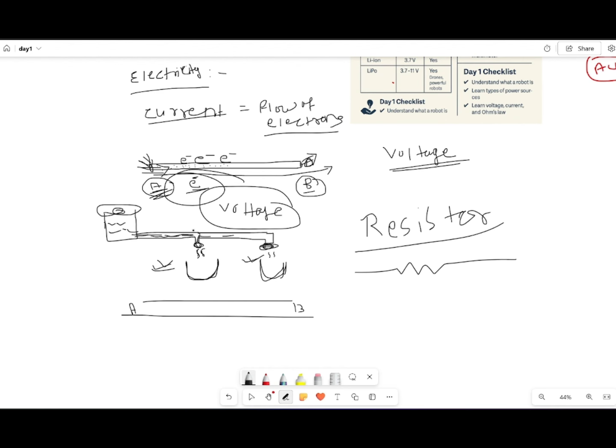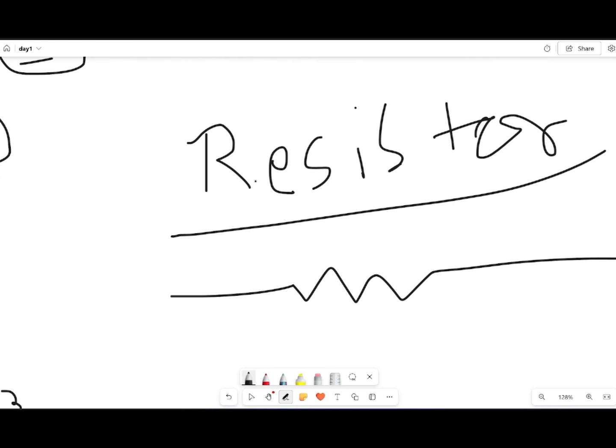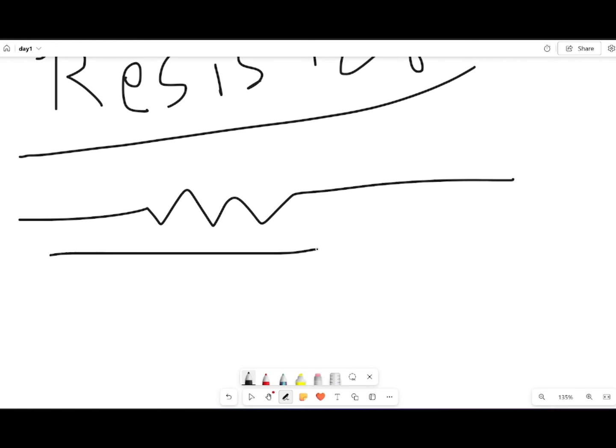Resistor means we use a tap here to open and close to control the flow of water. This tap is called a resistor in electricity, used to control the flow of water. So in electricity we use the resistor to control the flow of current. If you see this structure, we use a resistor to control the flow of electrons.